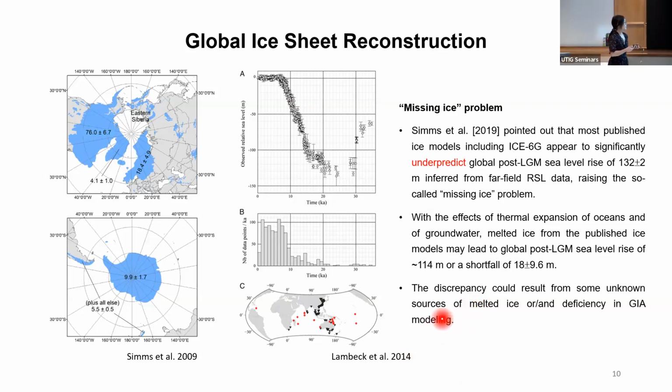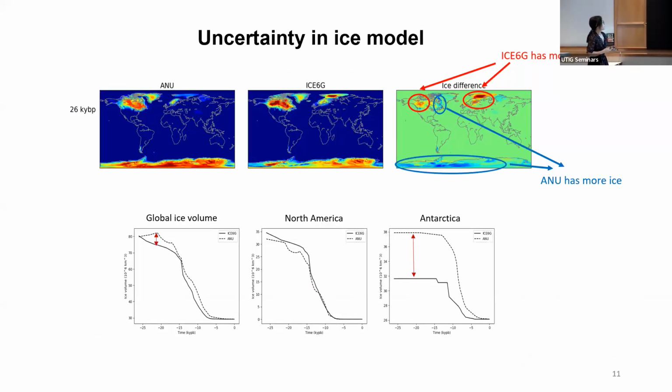So this discrepancy between the model and the data in the last glacial maximum volume could result from some unknown sources in the GIA modeling. Maybe we need to modify the ice model people usually use now, or maybe we need to include more physics in the GIA model. Let me talk more about the uncertainties in the ice model.